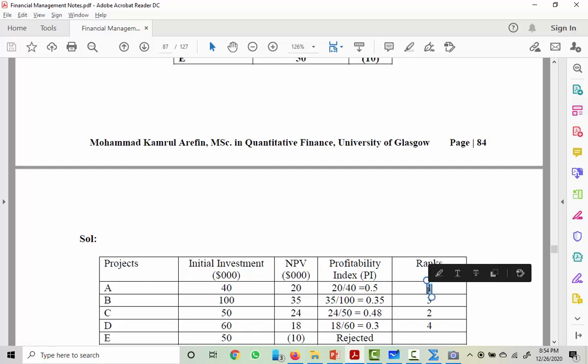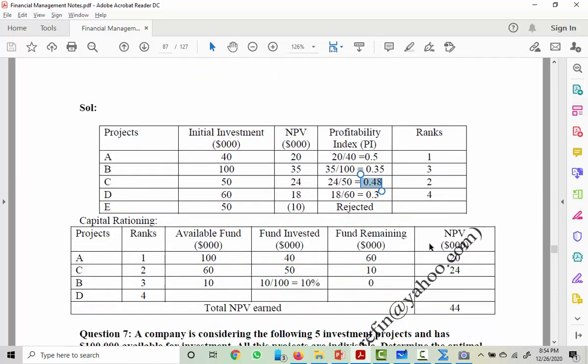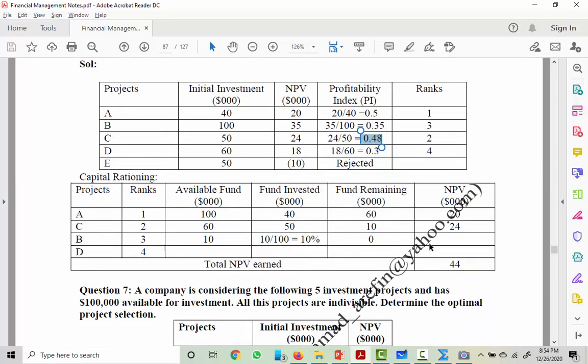So this one will be rank 1. In the second rank we can see project C, because it has the second best profitability index. So this will be rank 2, this will be rank 3, this will be rank 4. So these are the rankings. Obviously the best project should get investment first. The best project should get capital first, right?